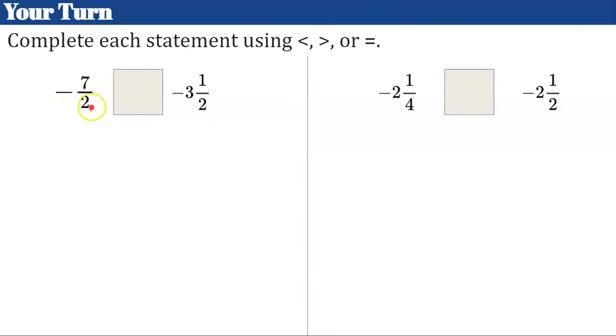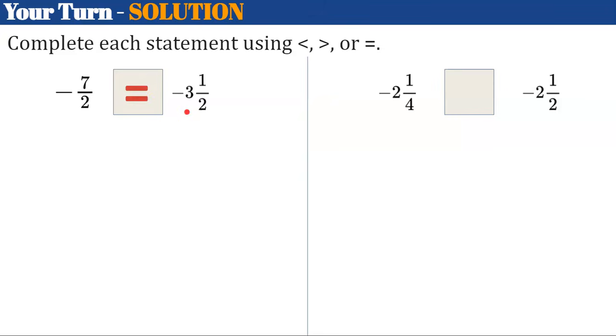Welcome back. So I have -7/2 and -3 1/2. And those values are equal. If I write this as a mixed number, 2 goes into 7 3 times with 1 left over, which is -3 1/2. Or I can say 2 times 3 is 6, plus 1 is 7, giving me -7/2. And those are the same value. It's just one is written as an improper fraction and one is written as a mixed number.